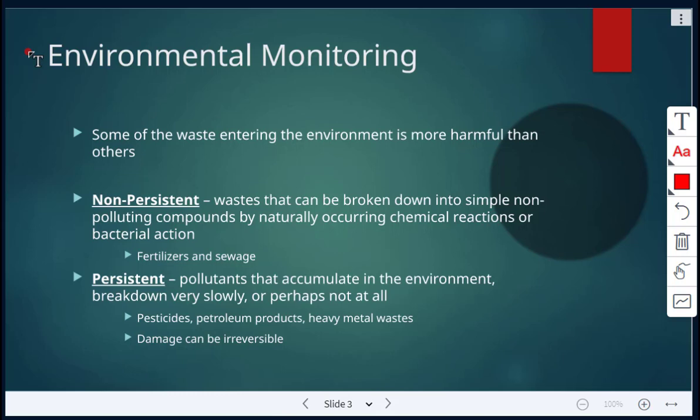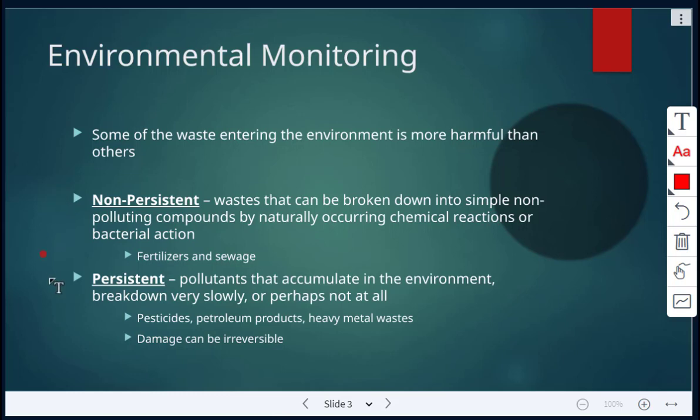Some of the waste that's entering the environment is more harmful than others. Waste that is non-persistent can be broken down into simple, non-polluting compounds by naturally occurring chemical reactions or bacterial action. For example, fertilizers and sewage.